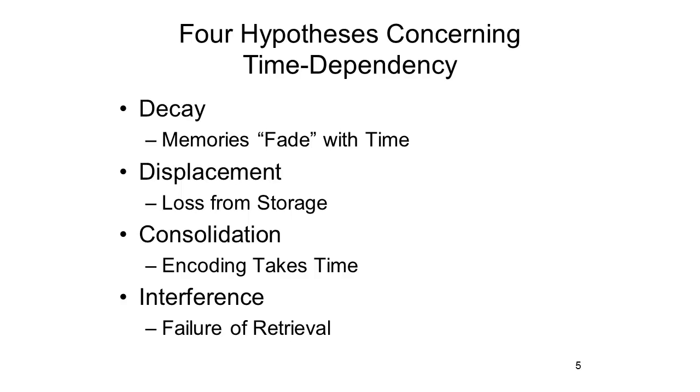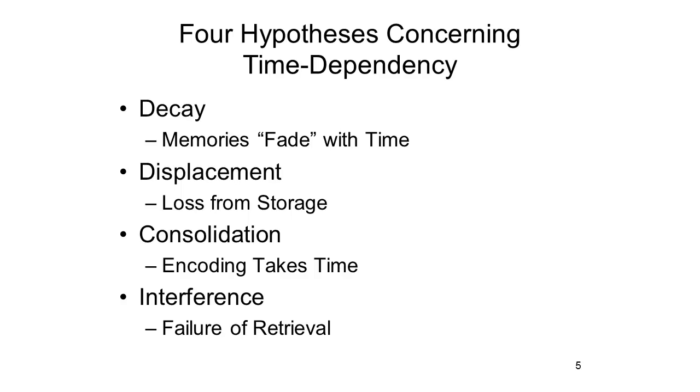The first of these is that memory traces passively decay. The idea here is that without active rehearsal, memory simply fades over time, the way an echo fades in a building, or the way a photograph fades with exposure to the sun. Passive decay is a variant on Thorndike's law of exercise, the principle of use it or lose it. Unless the memory is rehearsed, it's simply lost from storage.